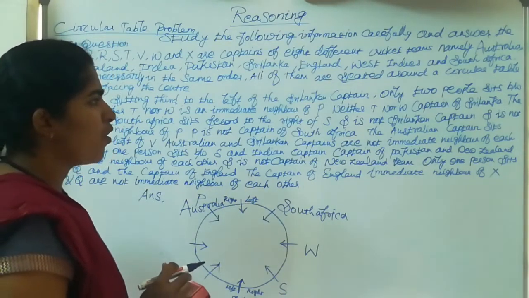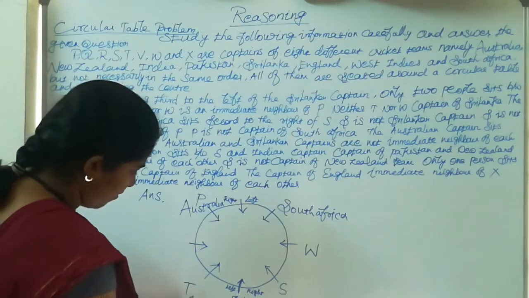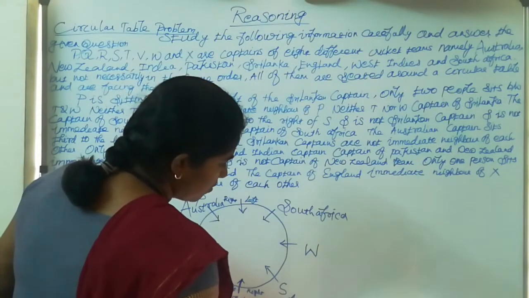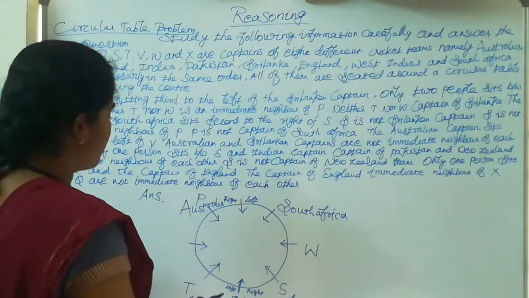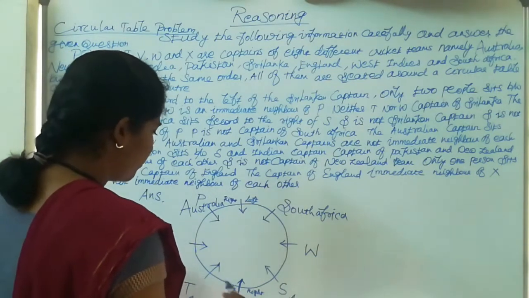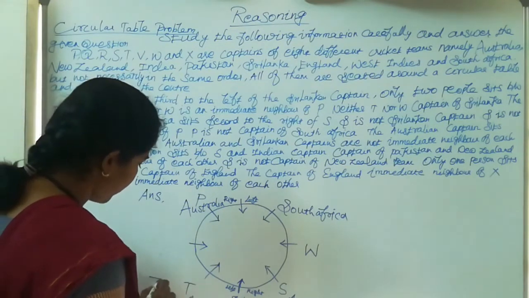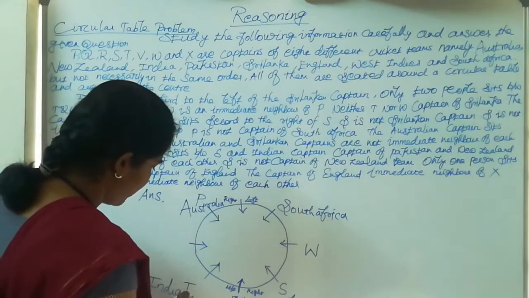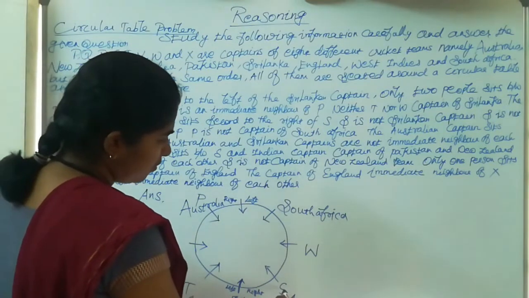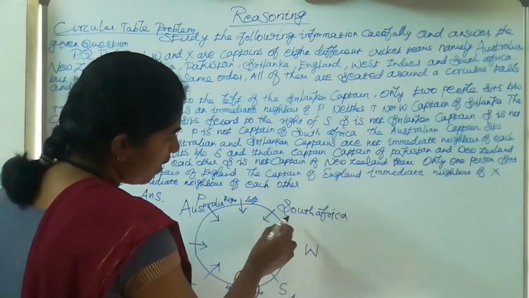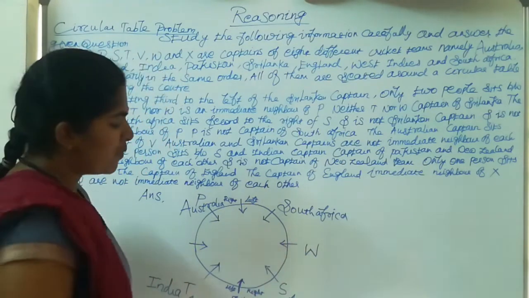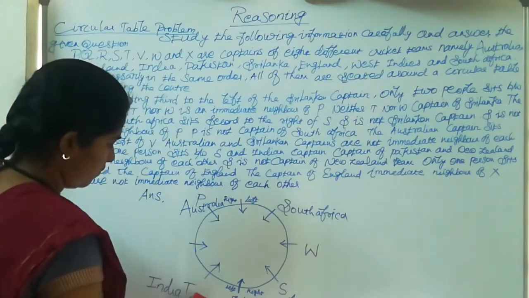The Australian and Sri Lankan captains are not immediate neighbors of each other. Australia cannot come here. This is not Australia. Only one person sits between S and the Indian captain. I did not take this as the Indian captain, because only one person sits between the Indian captain and S, and this is South Africa. So the Indian captain is T.